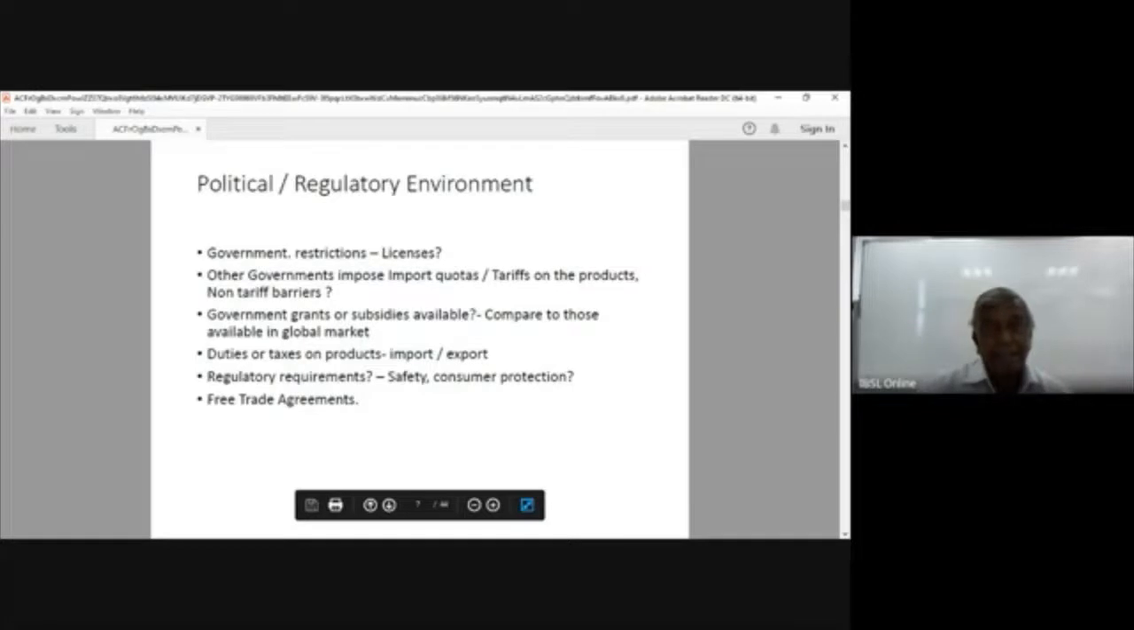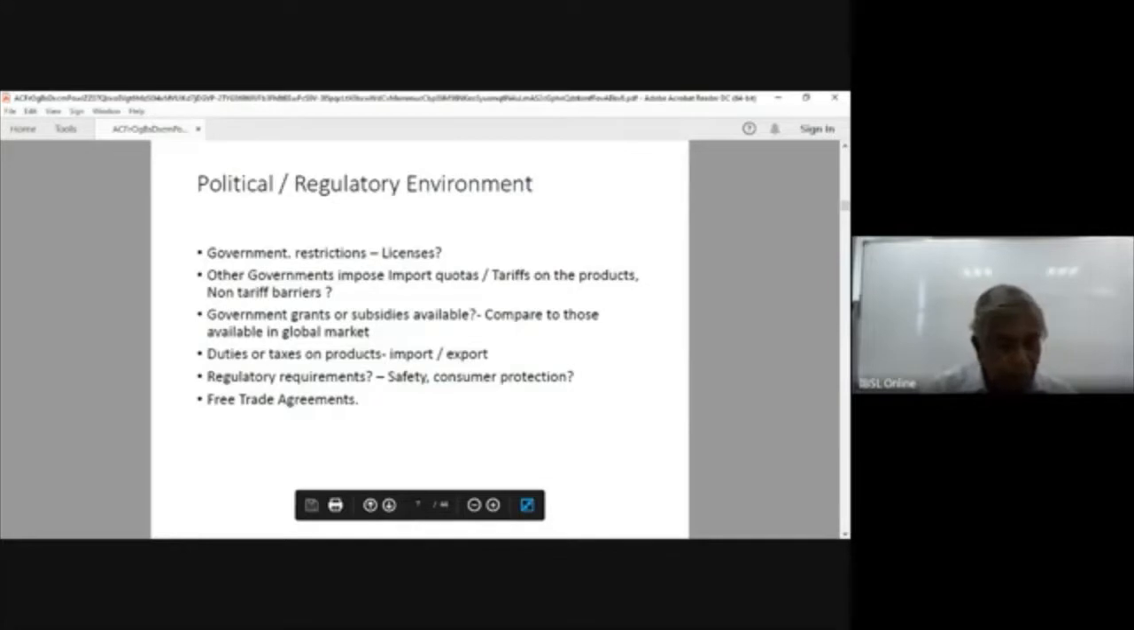Similarly, this is in the global market. If the Vietnam government also provides subsidies or grants to their manufacturers of similar products, you must compare. If their subsidy or grant is more than what we are providing in Sri Lanka, then the cost of production of Vietnam manufacturers will be lower than Sri Lankan manufacturers. In that case, Vietnam can offer a better price in the global market. So you must compare to those available in the global market.